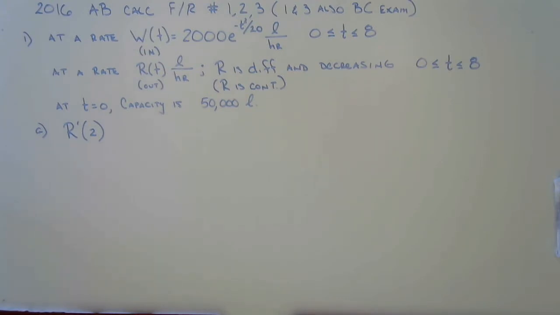Whenever they ask you for units measured, please don't forget them. They're always worth a point. So how am I going to find r prime of 2? I'm going to use my secant line analysis. I'm going to estimate the derivative. I have my table up above.